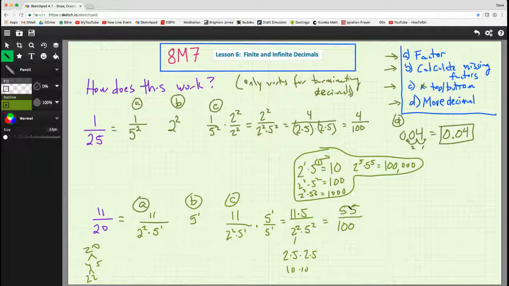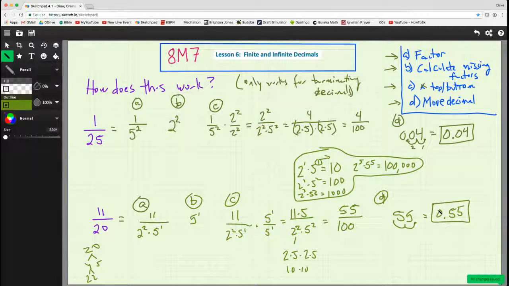But here we go. We have 55 divided by 100. So in step D, we say, well, that's 55. And we have 100, so we have to go twice over. So that's 0.55, and we always stick our 0 out front.